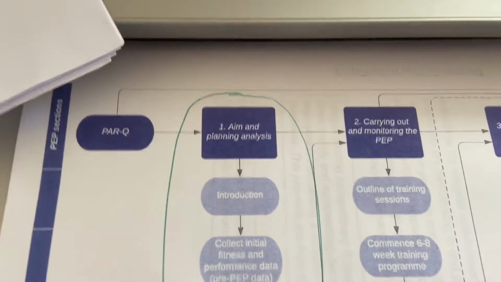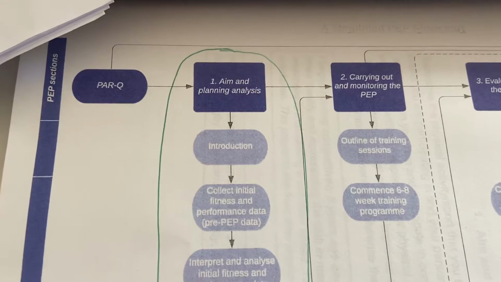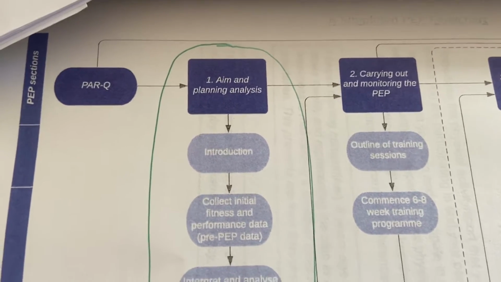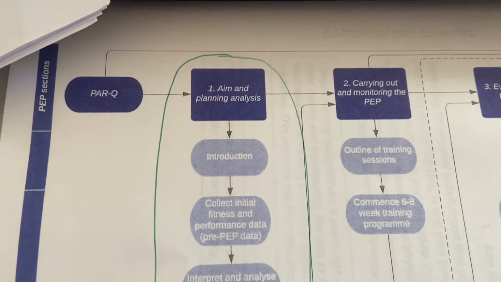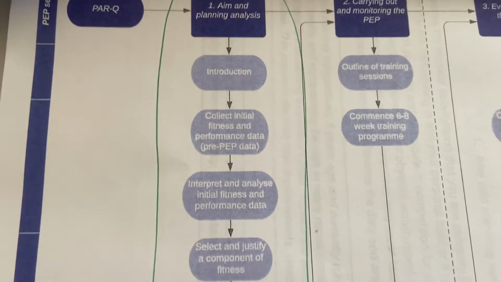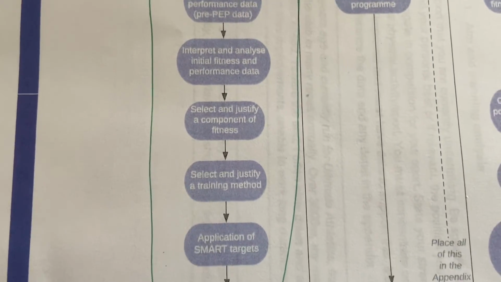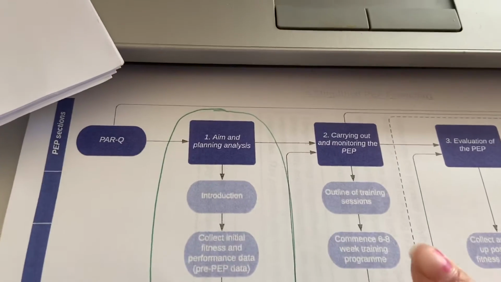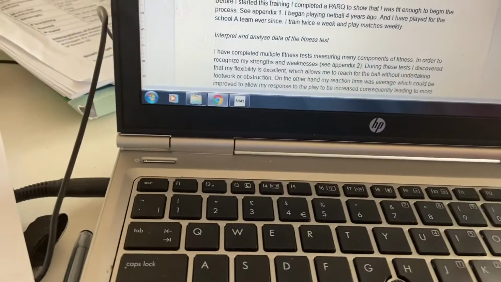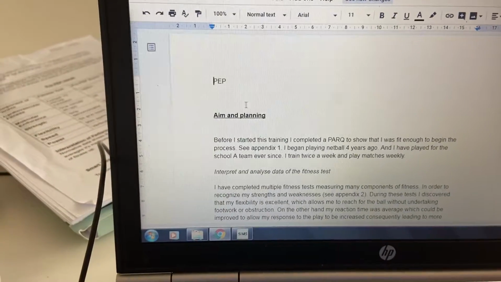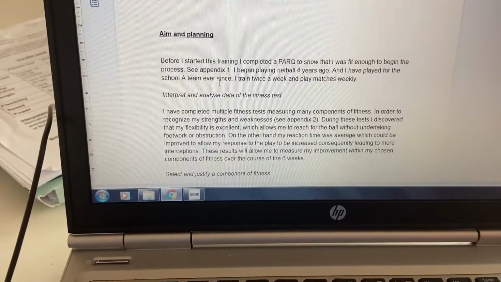Okay, so before you can actually complete your first session and start your PEP, you need to finish your aim and planning, so section 1. And all the bullet points here need to be in section 1. What you can do is use these as subtitles and then take them out at the end to save your word count. But you do need a subtitle of aim and planning, and then you can start.